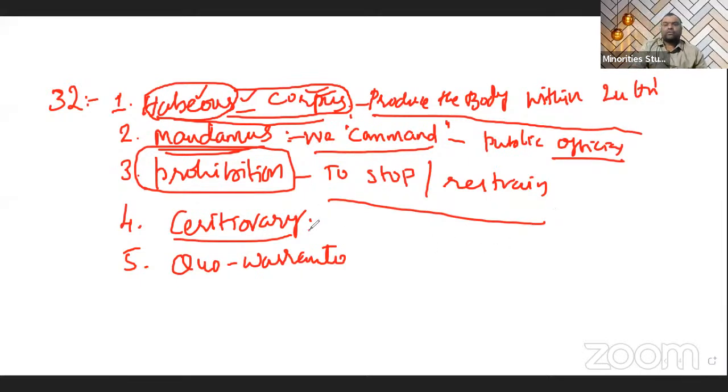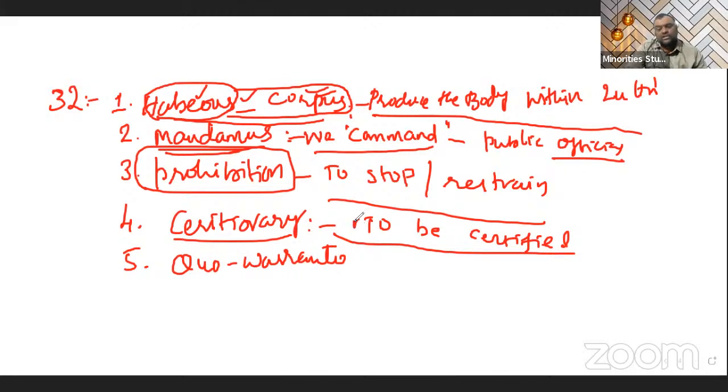Okay. And the fourth one, certiorari. Certiorari means to be certified. Here the higher court certifies to the lower court, okay, you are exceeding your limits, stop it. This is to certify that you are exceeding your limits. You should not cross your limits. This is not your purview.